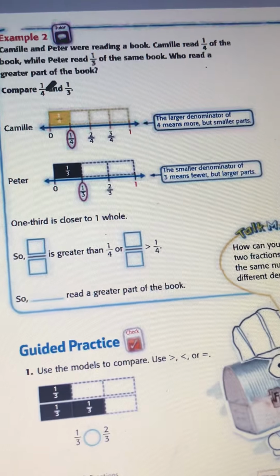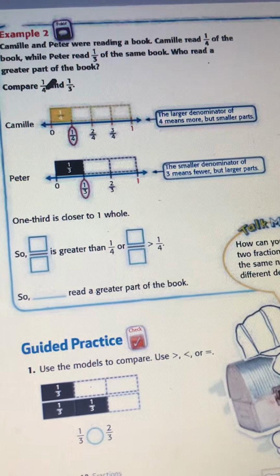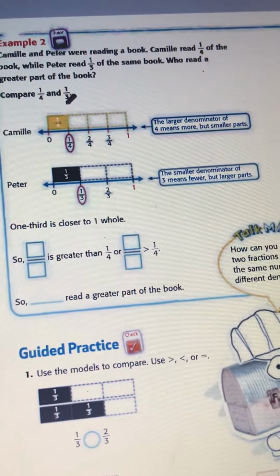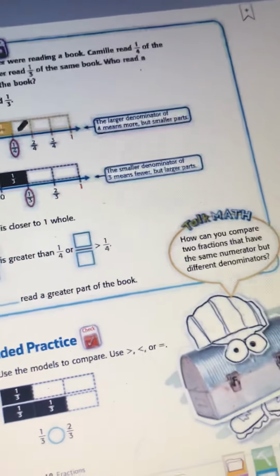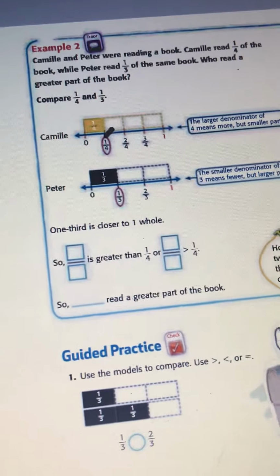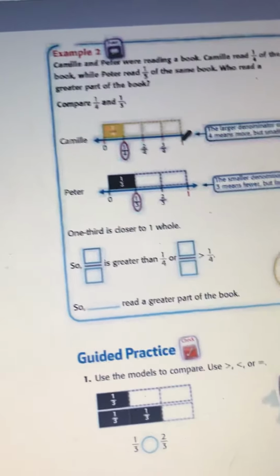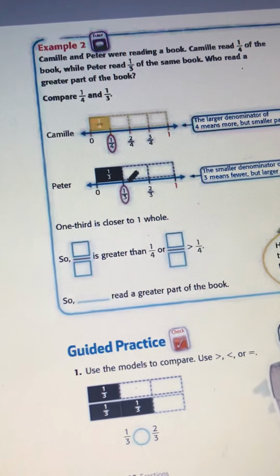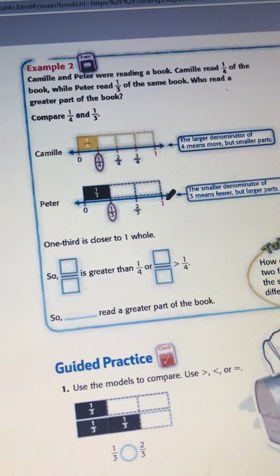So as you can see, 1/4 is divided into 4 parts because the denominator is 4. And 1/3 is divided into 3 parts because the denominator is 3. So for Camille, you will see there a fraction tile with a number line on it: 1/4, 2/4, 3/4, and 4/4, or equal to 1. For Peter, we got 1/3, 2/3, 3/3, or the 1.